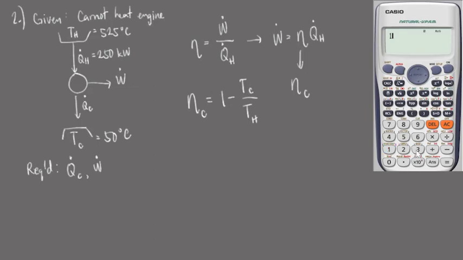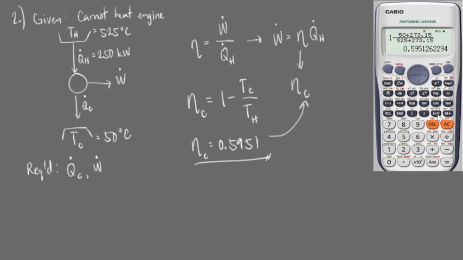That will be 1 minus the temperature of the cold reservoir, that is 50 plus 273.15 Kelvin, divided by the temperature of the hot reservoir, 525 plus 273.15. The Carnot efficiency is 59.51%, or that is 0.5951. This is the fractional Carnot efficiency. We simply have to substitute this back as the value of the efficiency.